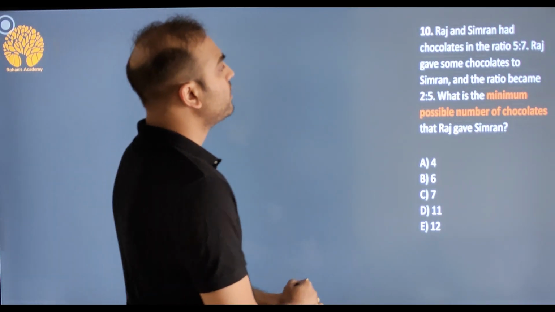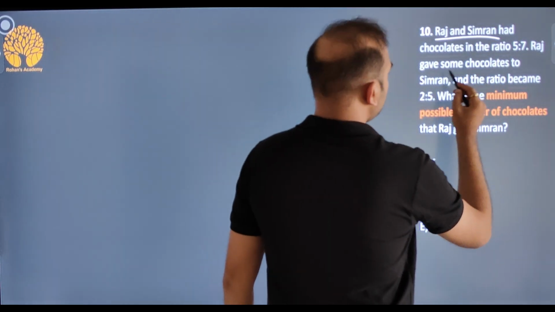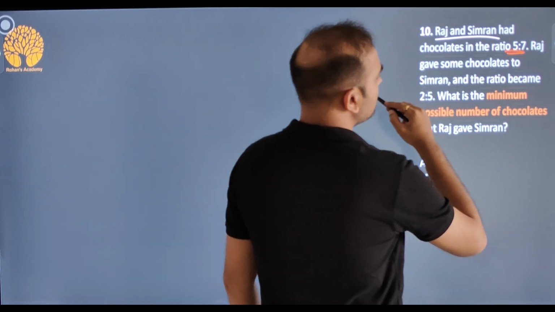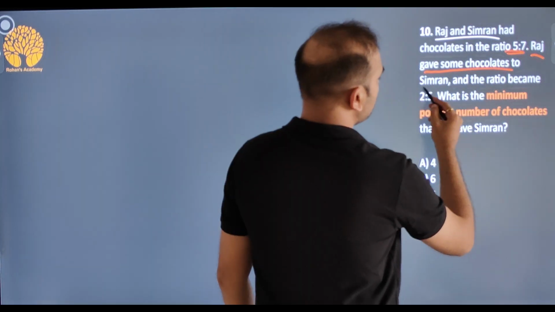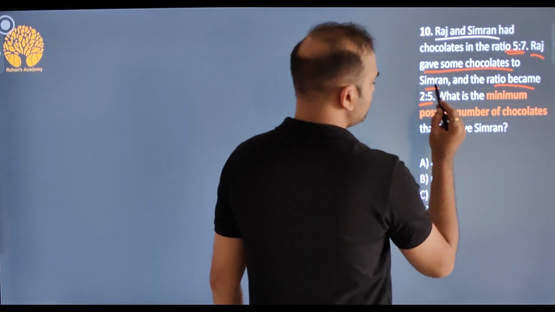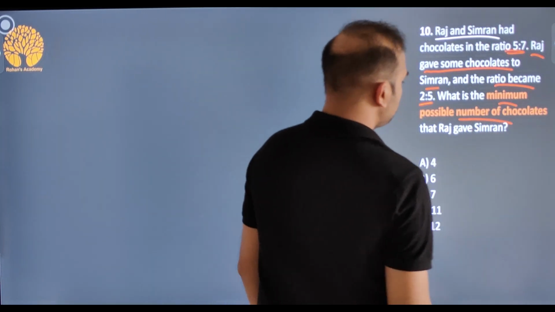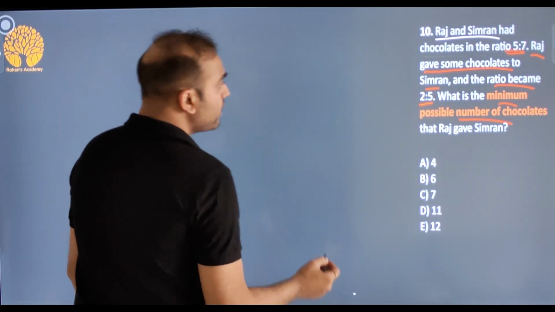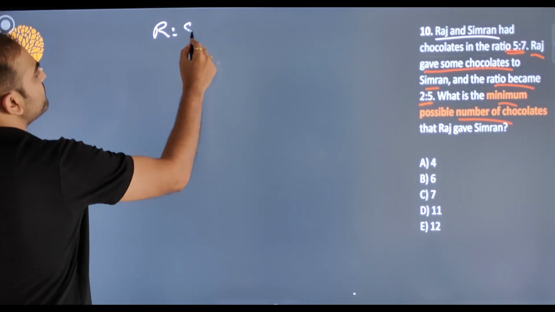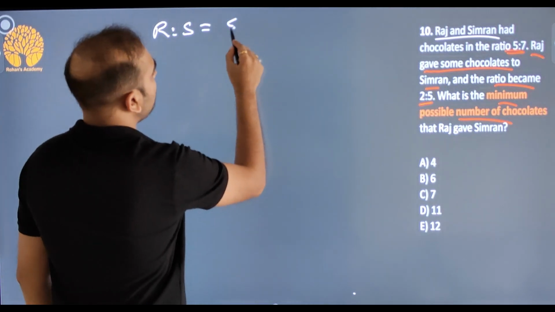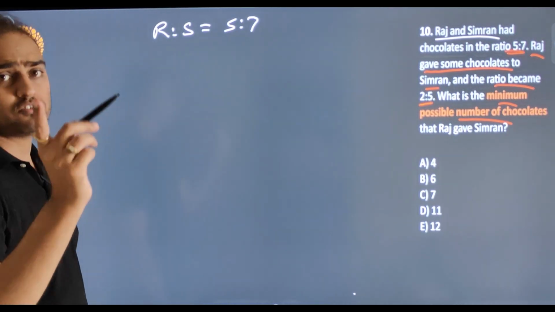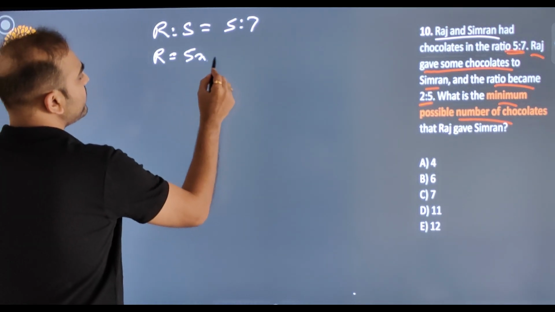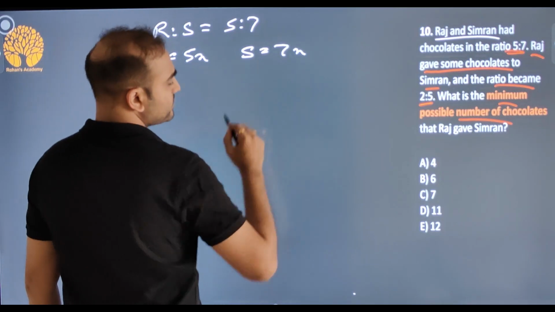Moving on to the next one. We have Raj and Simran. The chocolates are in the ratio 5:7. Raj gave some chocolates to Simran. The ratio became 2:5. Minimum number of chocolates that he gave. Alright, again a simple ratio question. The chocolates that Raj and Simran have are 5:7. Again, the total is not mentioned, so don't go for 5 by 12. Raj has 5x, Simran has 7x.